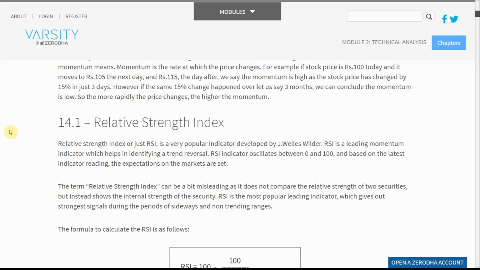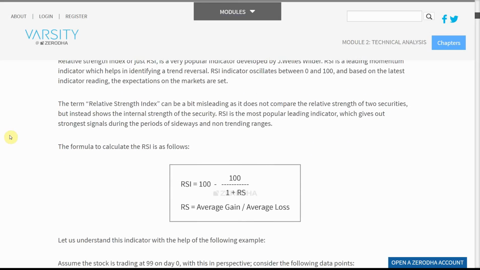14.1 Relative Strength Index. Relative Strength Index, or just RSI, is a very popular indicator developed by J. Wells Wilder. RSI is a leading momentum indicator which helps in identifying a trend reversal. RSI indicator oscillates between 0 and 100. And based on the latest indicator reading, the expectations on the markets are set.